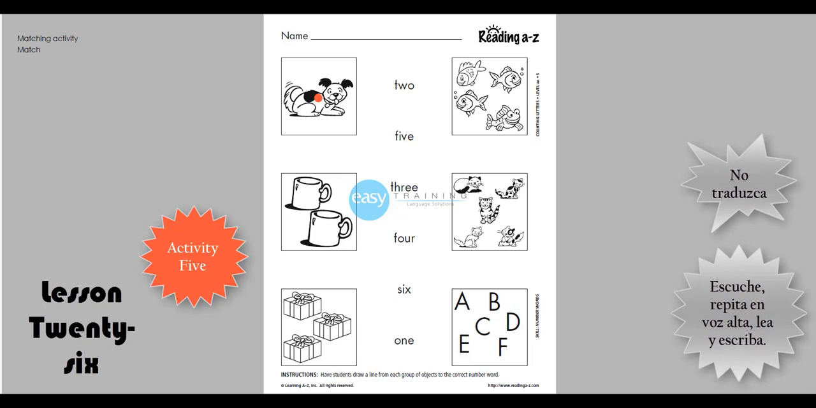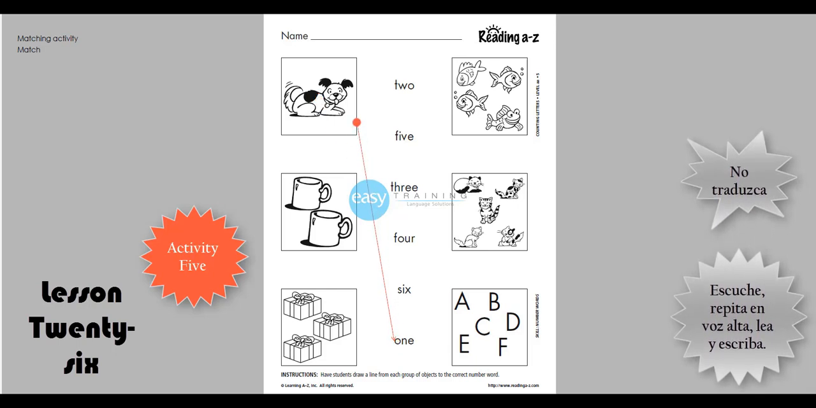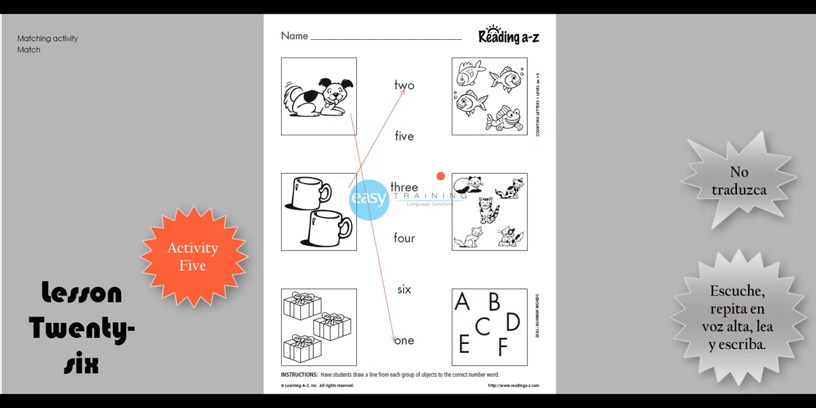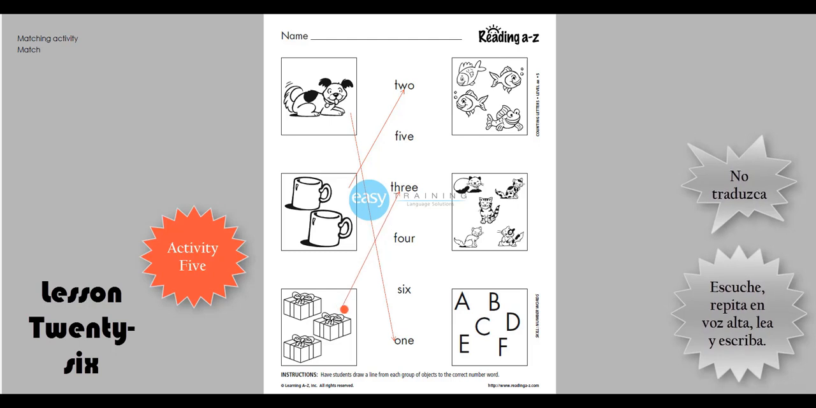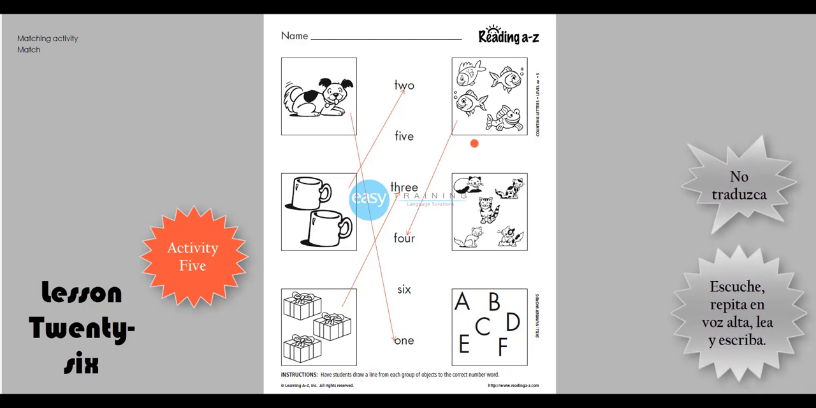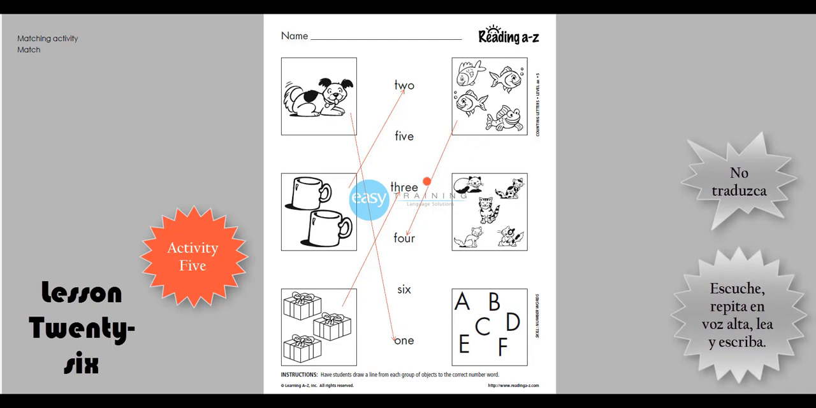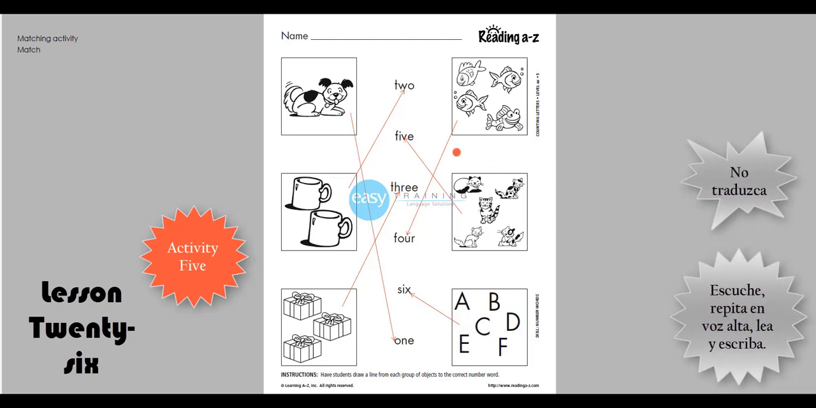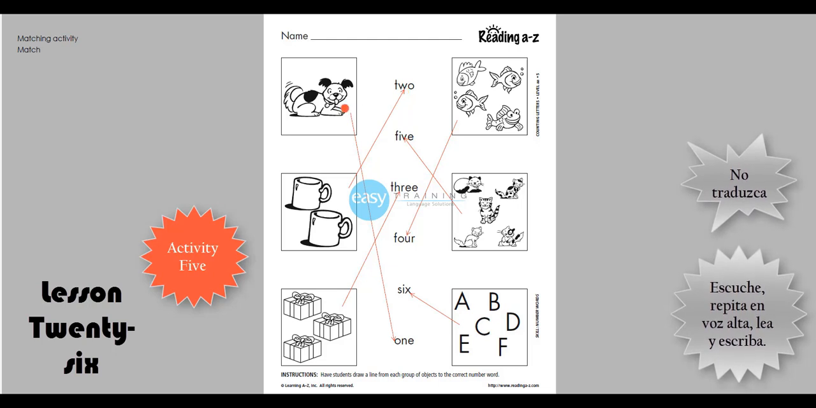One cat. Two mugs. Three gifts or presents. Three presents. Three gifts. Four fish. O también puede decir four fishes. Five cats. And six letters. I have matched the pictures to the number words.